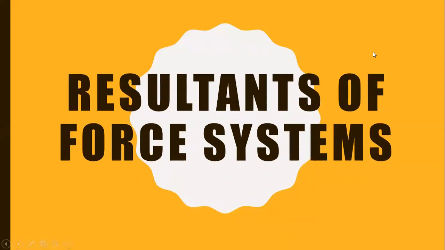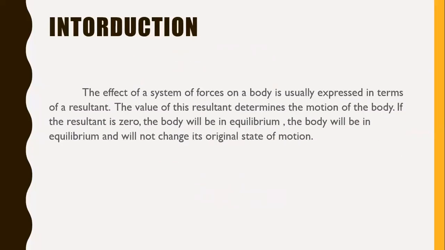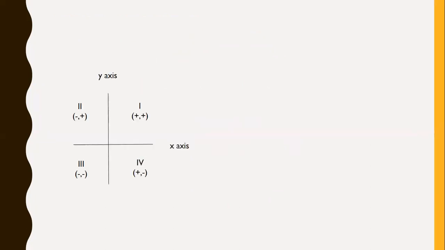Okay, now for the resultant of force systems. For the introduction, the effect of a system of forces on a body is usually expressed in terms of the resultant. The value of this resultant determines the motion of the body. If the resultant is zero, the body will be in equilibrium, and will not change its original state of motion.